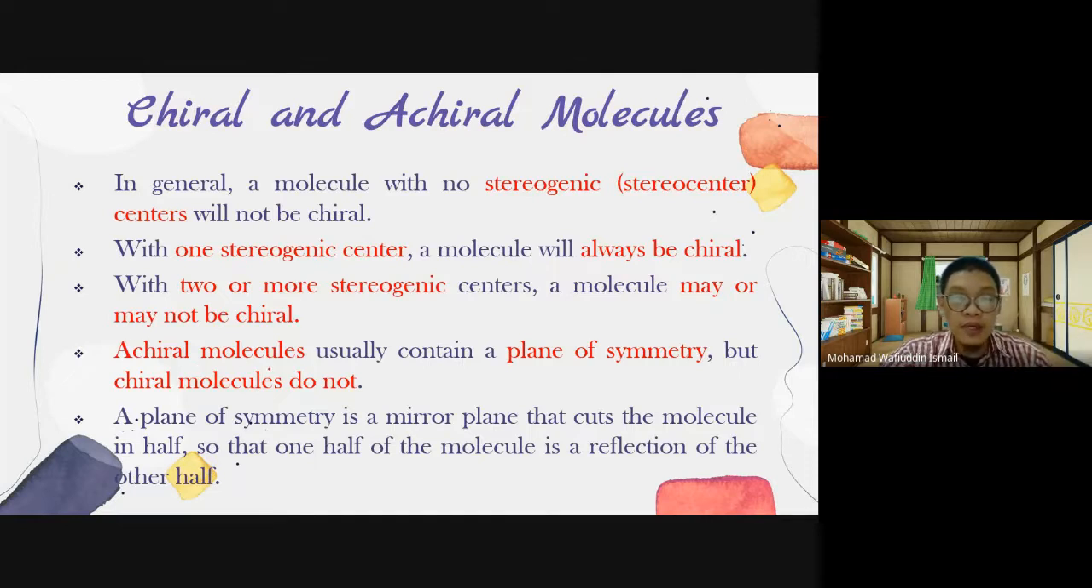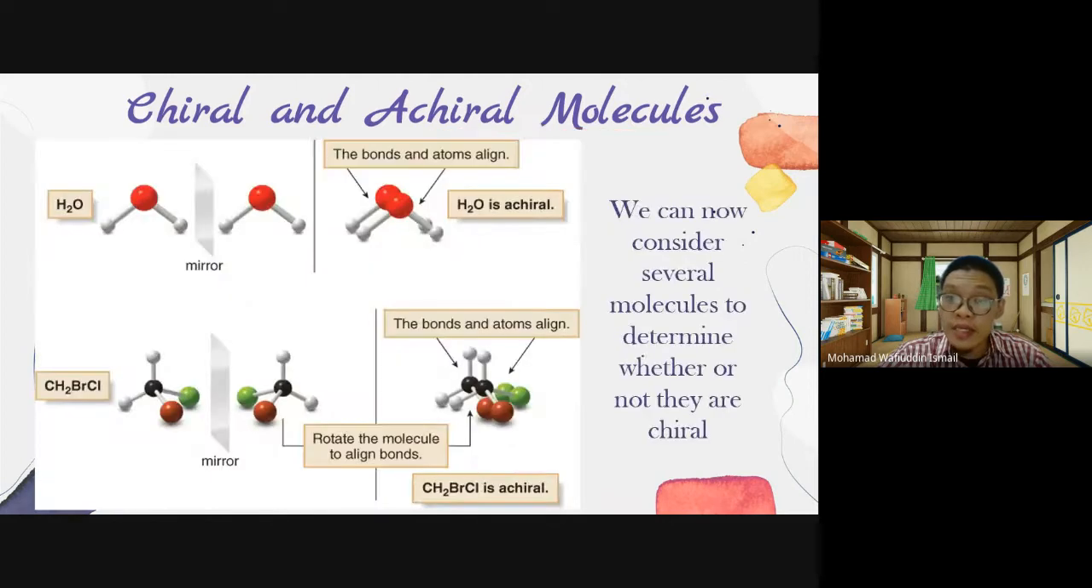An achiral molecule contains a plane of symmetry, but a chiral molecule does not. A plane of symmetry is a middle plane that cuts the molecule in half so that one half of the molecule is a reflection of the other half. So look at the example here. Basically, if it can be cut in half, it will be achiral. That's how you differentiate between chiral and achiral.